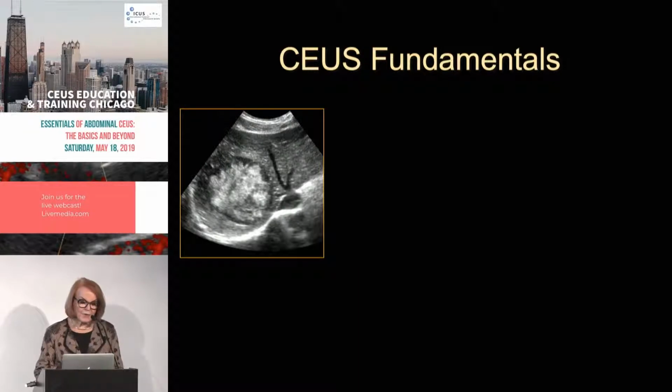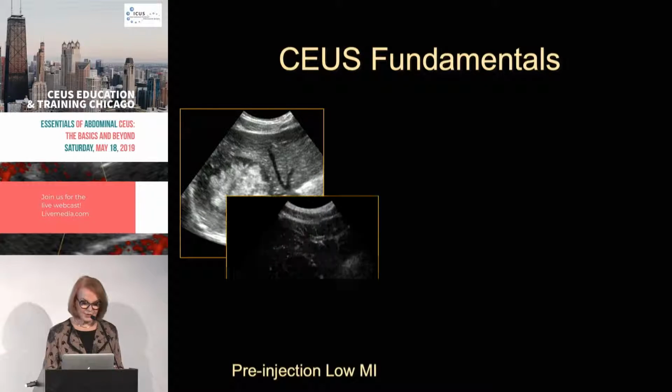Now, another thing about the fundamentals, let's just talk about this, it's very important as well. So here's a patient who comes to us with a big mass in the liver, and you can see it's an echogenic mass, and it has a hypoechoic halo. So we're thinking this is a bad mass, just looking on a regular high MI grayscale image.